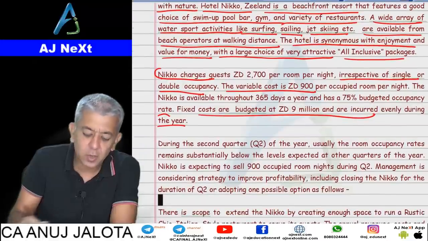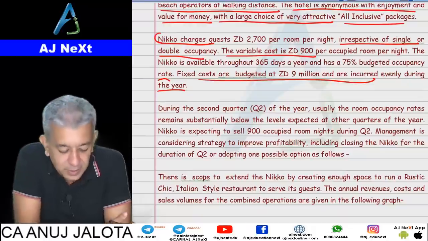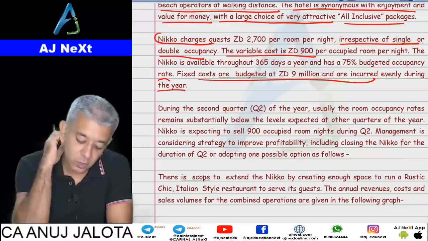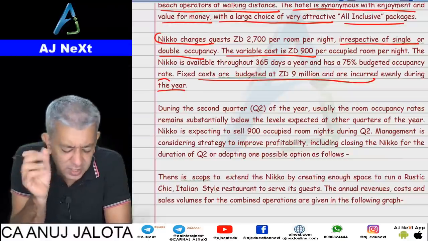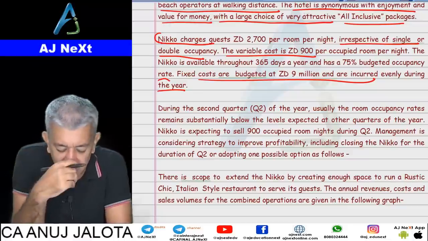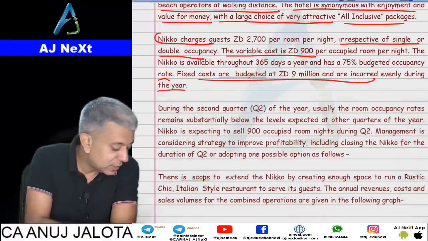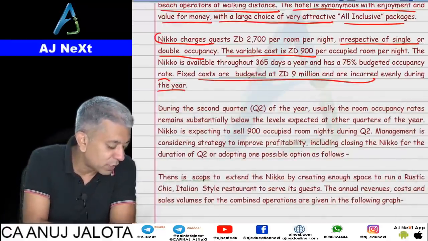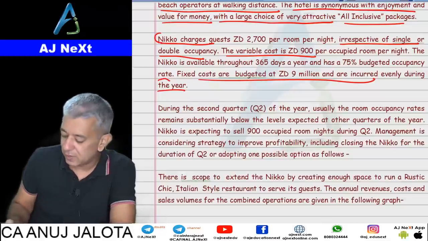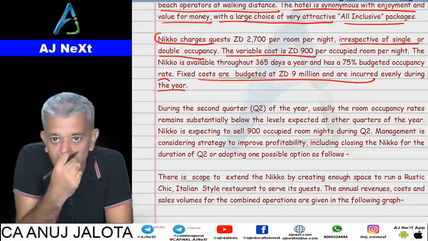During the second quarter of the year, usually, the room rates remain substantially below the levels expected in the other quarters of the year. So in quarter 2, things go badly for us and occupancy becomes very low. The 6844 from the example, if we divide by 4, on an average our occupancy should be 1711 in each quarter.